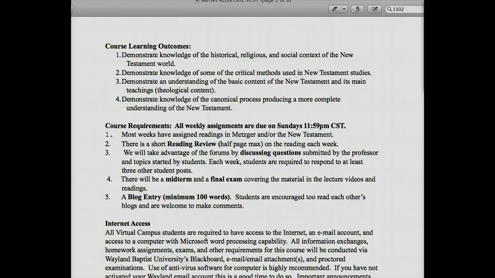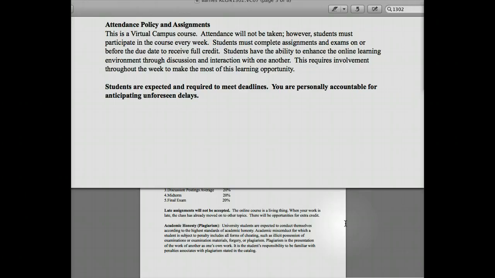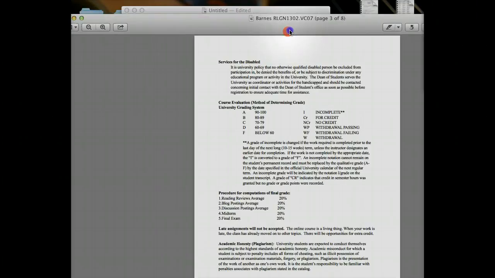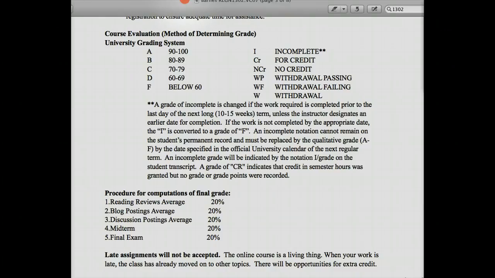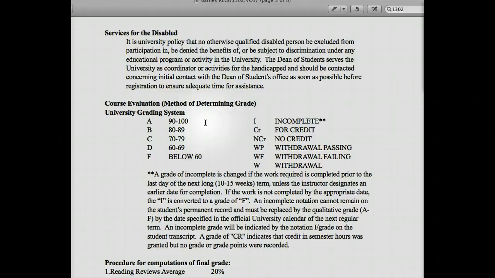Okay, obviously you need internet access, and obviously you need to attend every class period. It's a beautiful thing about internet courses. You can participate when you want to. We do have services for the disabled. I had to put that in the syllabus, and that's a good thing.